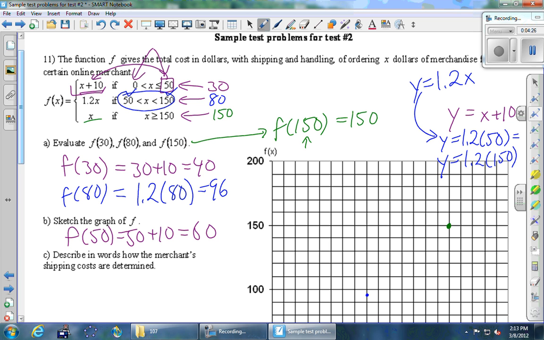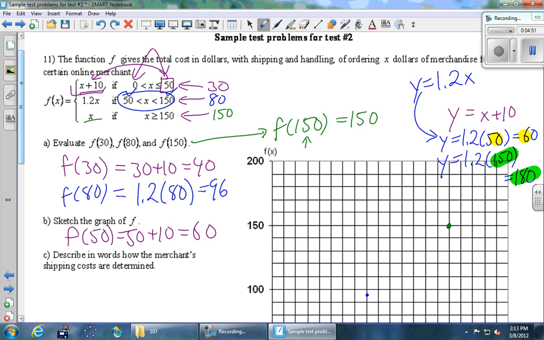Okay, so 1.2 times 50 is 60, and 1.2 times 150, is that 180? And so these are the points that I'm going to graph. When x is 50, y is 60, and when x is 150, y is 180. So let's plot those 2 points in blue.